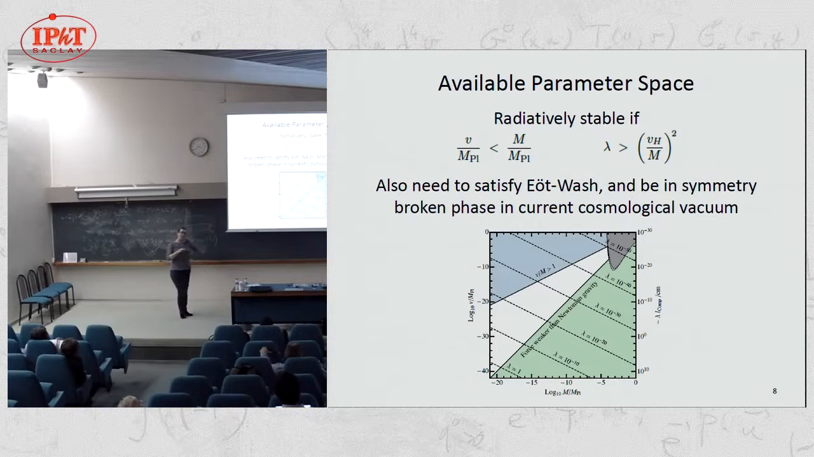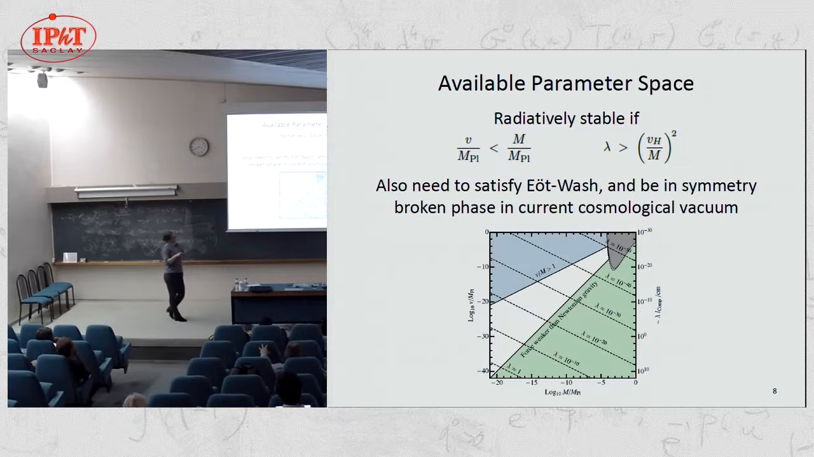And so how you should read this plot is you pick your favorite value of lambda, the quartic self-interaction. So if you like lambda is 1, you look at this line. If you like lambda is 10 to the minus 10, you look at this one. And if you want to be in the symmetry broken minimum in the universe today, you want to be above that line, above and to the right of that line. Okay.